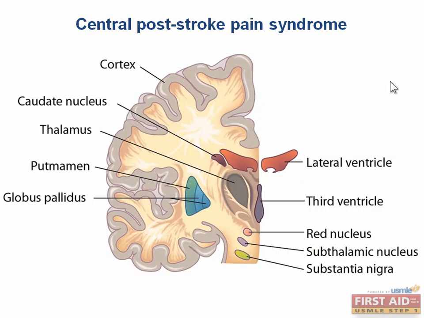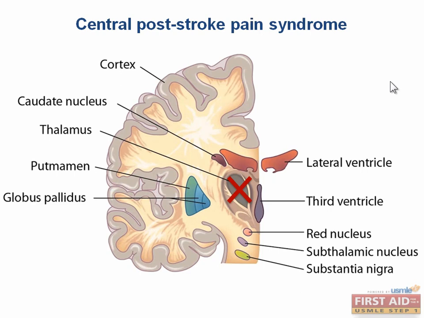Central post-stroke pain syndrome is a common cause of central pain. It occurs due to thalamic lesions and usually results from a stroke in this region. It is a difficult syndrome to diagnose because there are other causes of pain that have to be ruled out, such as gout, arthritis, DVT, and musculoskeletal injury.